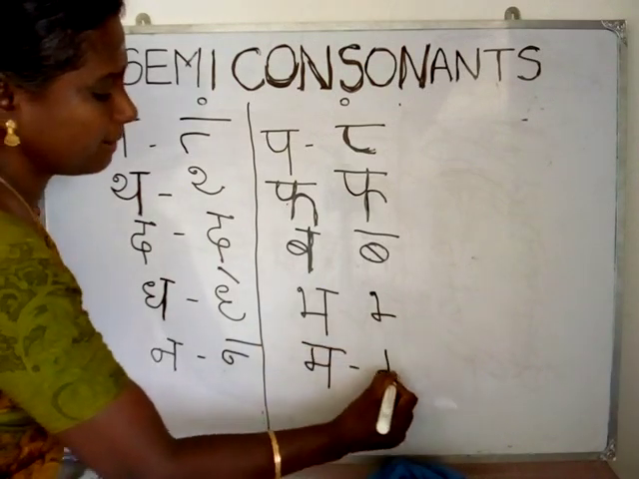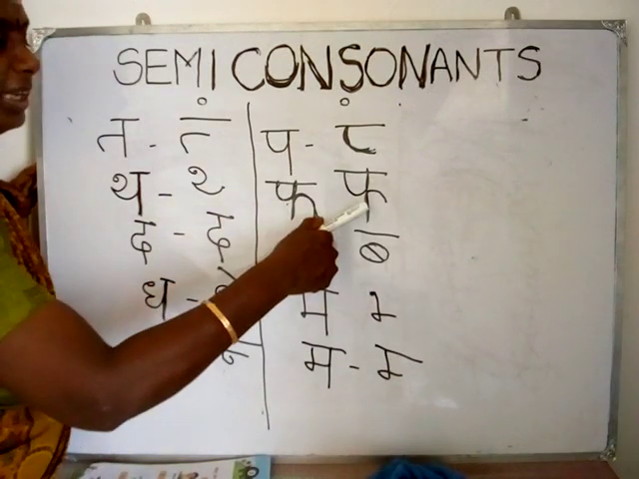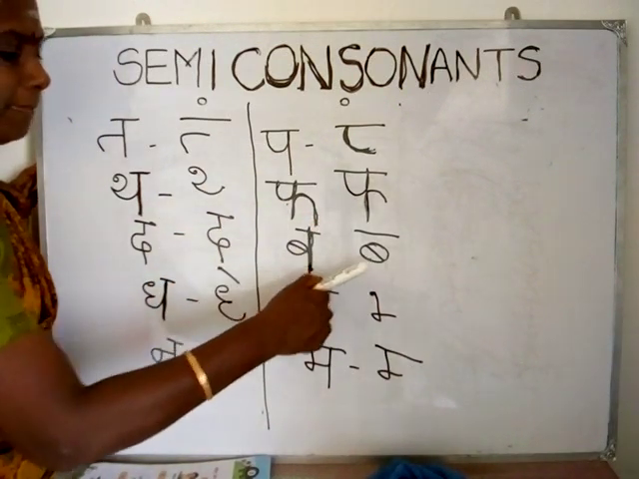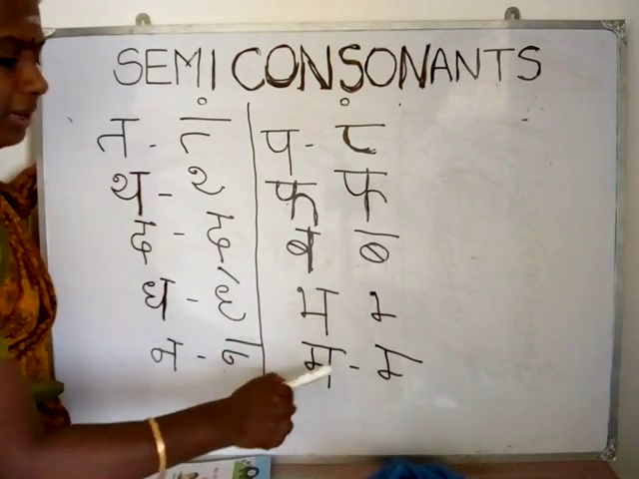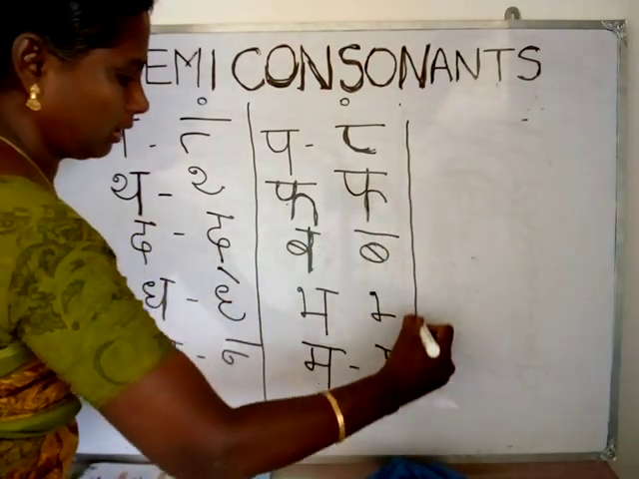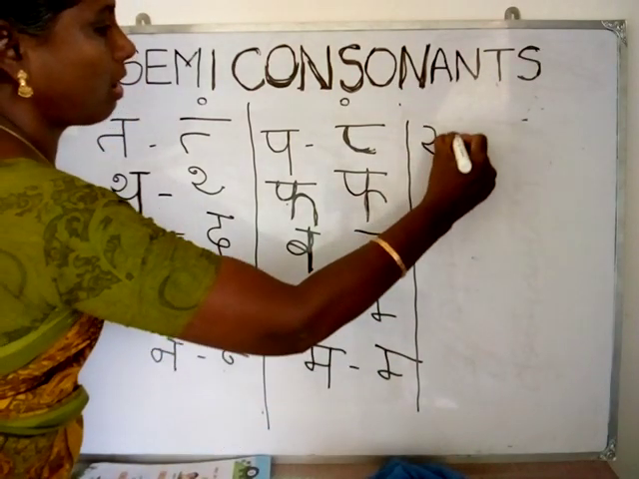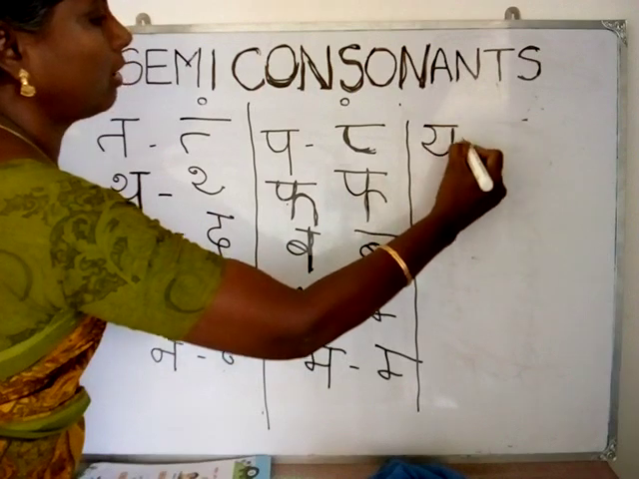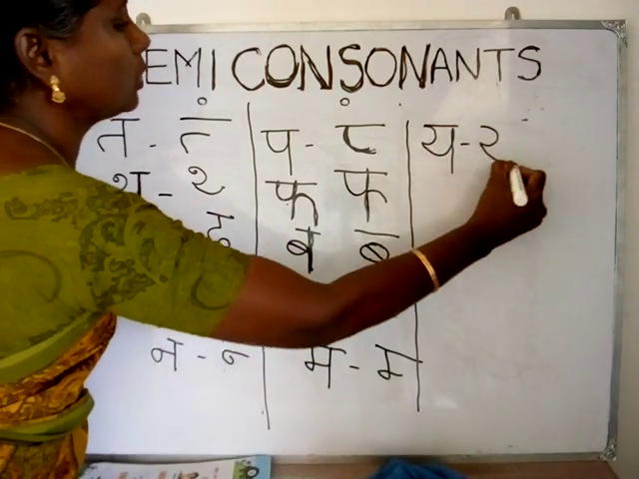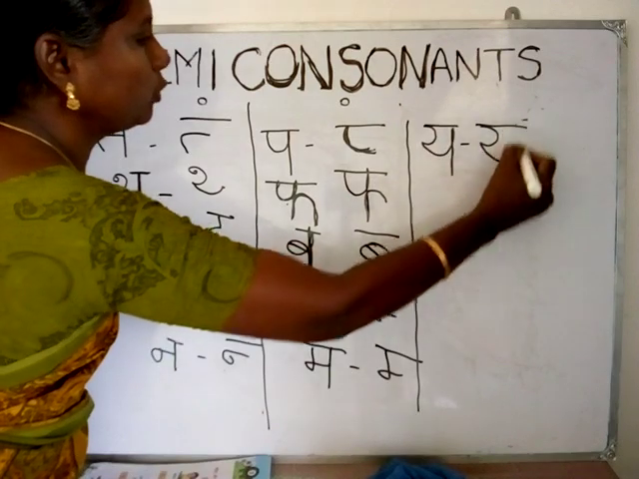This is yim. Pa, yip. Ba, yib. Ma, yim. Next, ya. This is ya. Ya, you have to remove this line.